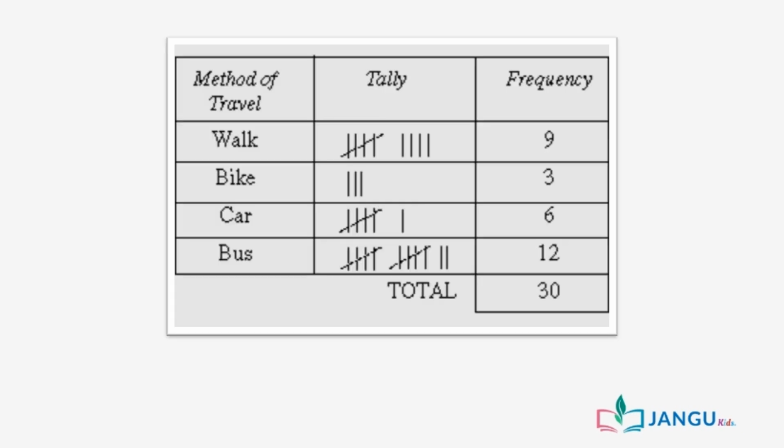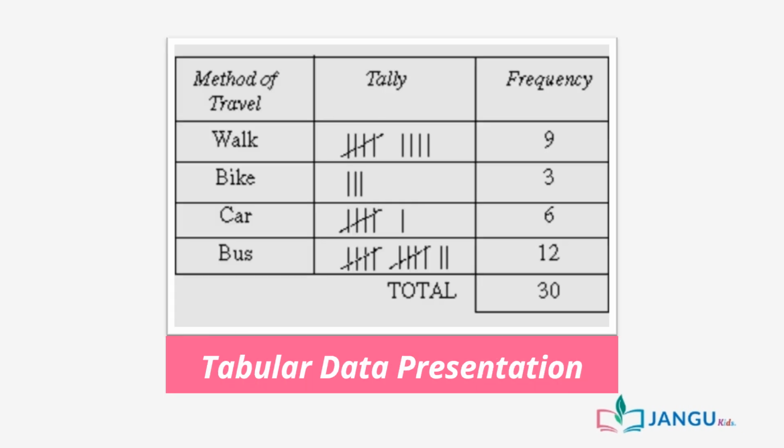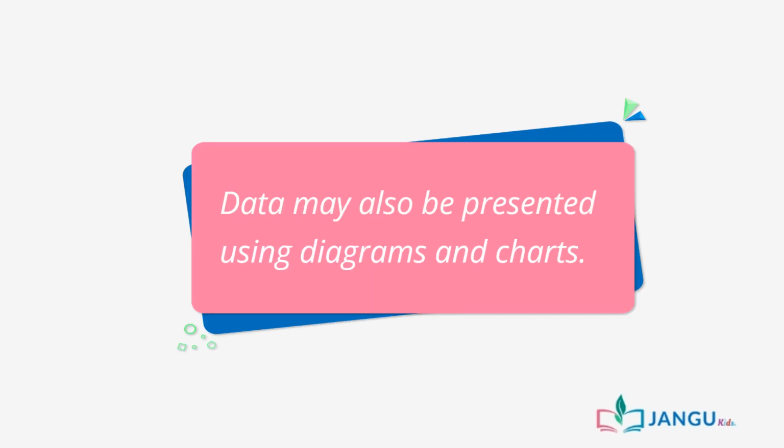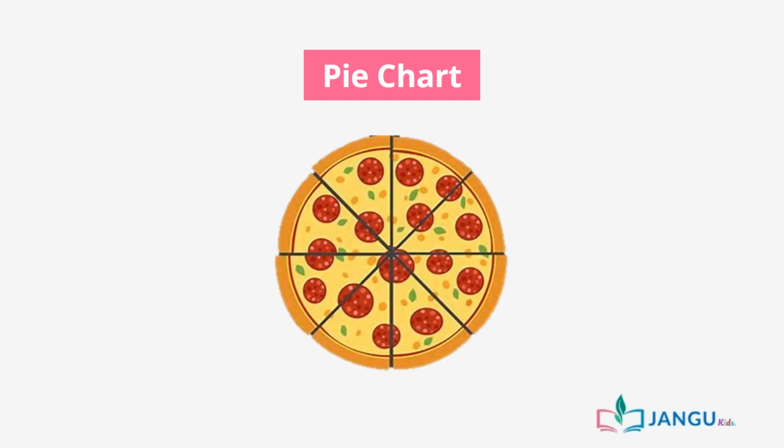A frequency table is a tabular way of data presentation. From our definition of data presentation, we did mention data may also be presented using diagrams and charts. One and perhaps the most interesting way of data presentation using diagrams and charts is through the use of what we call a pie chart. As the name suggests, pie charts look just like a pizza. Just like a pizza, a pie chart is divided into sectors representing individual data values.